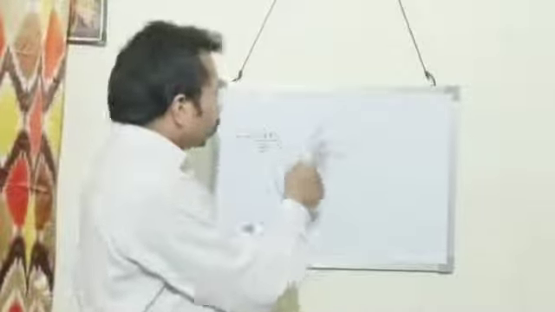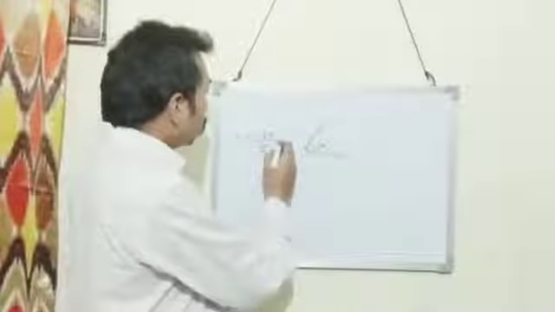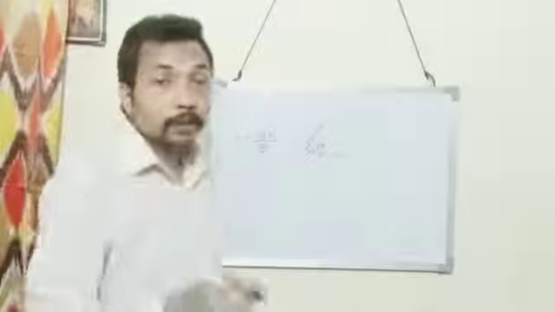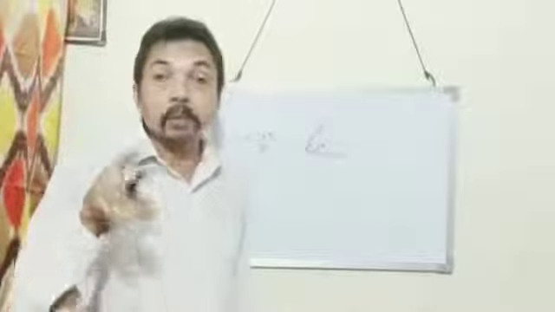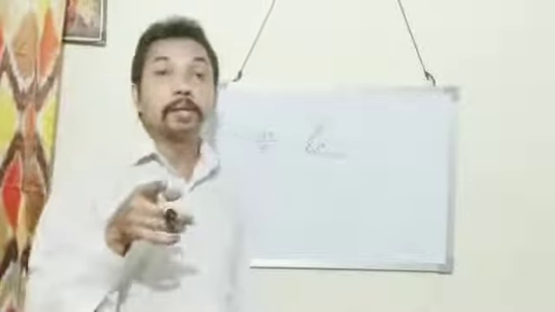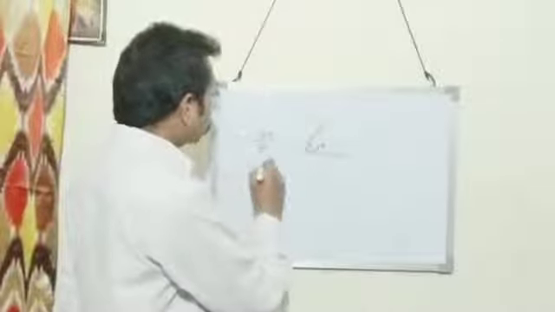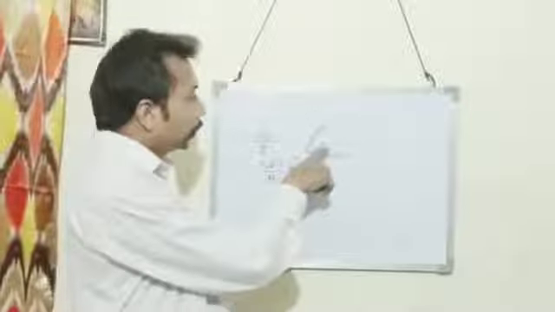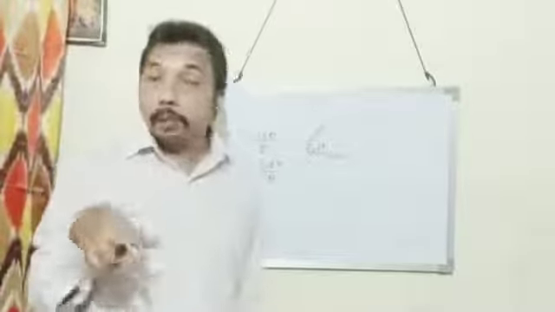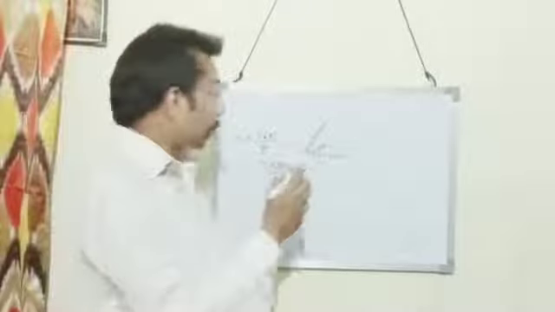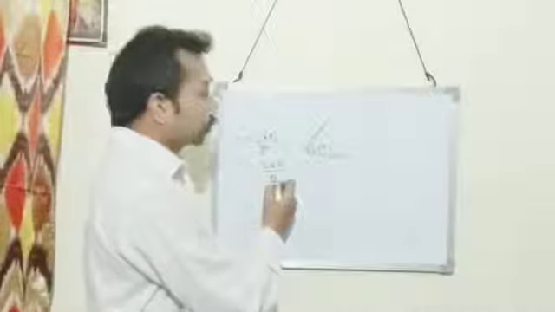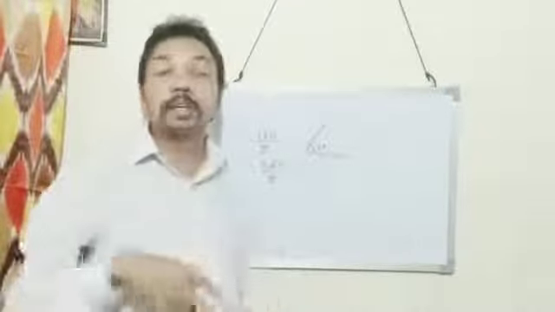So when the object is kept asymmetrically, the number of images formed will be 360 upon theta. And if the object is kept symmetrically, meaning the object is kept along the line of symmetry, the number of images will be 360 upon theta minus 1. Suppose the angle between two mirrors is 60 degrees and the object is kept symmetrically, the number of images formed will be 360 by 60, which is equal to 6. 6 minus 1 equals 5.